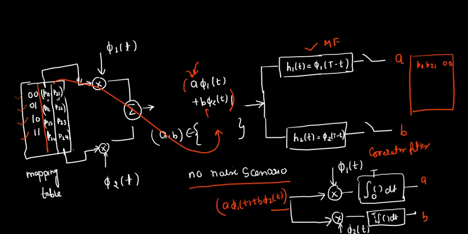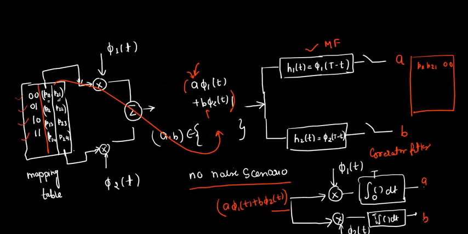So once you have this A and B, you can easily find out what was transmitted. Yes or no? Yes. But of course, this is the case when there is no noise, right?